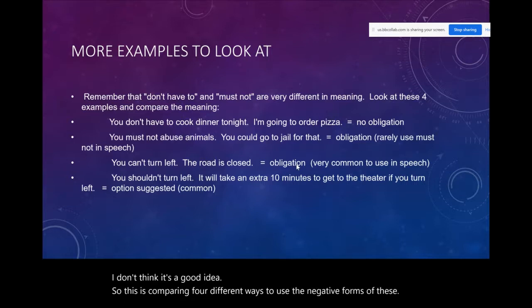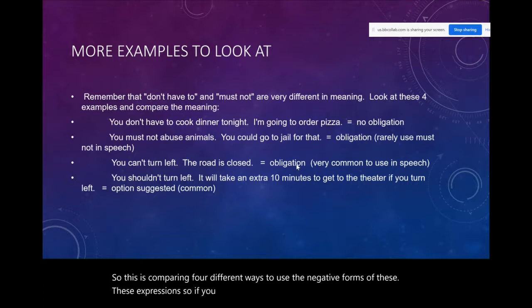expressions. Okay, so if you have a question about any of these or about the meaning of necessity and advice, I want you to turn your microphone on and ask me the question. Okay.